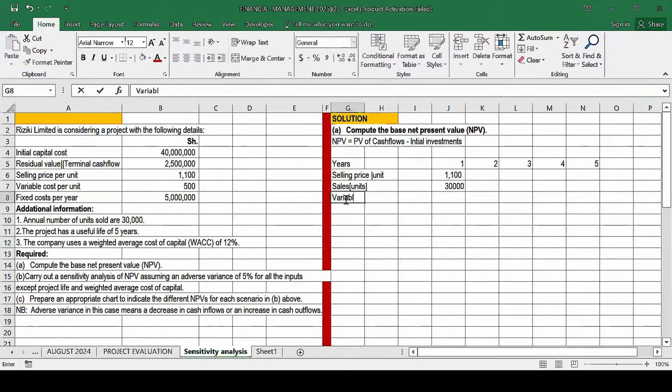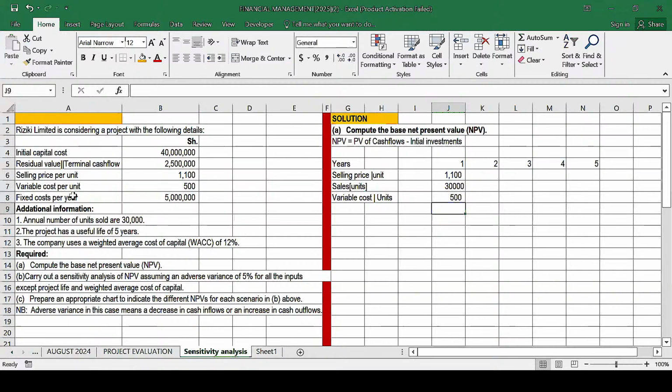Variable cost per unit. So the reason we're having all this data is because we're also going to use it in answering part B of the question. That's why, first of all, we need to have all this data. This variable cost per unit is basically what we have here. Then from there, what else do we need to have?